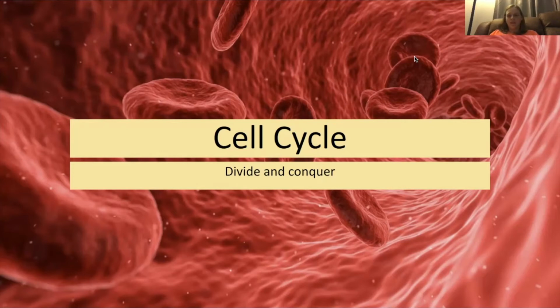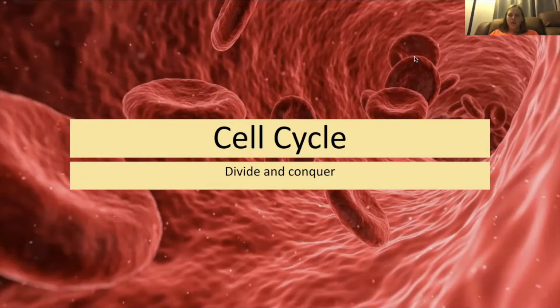Hello, today we're going to talk about the cell cycle. This is the process where one cell is going to split to become two cells. Remember that cells are the most basic structure and function of a living thing, and all cells come from pre-existing cells. That is to say, they are born from cells that came before them. Those are the three parts of the cell theory.